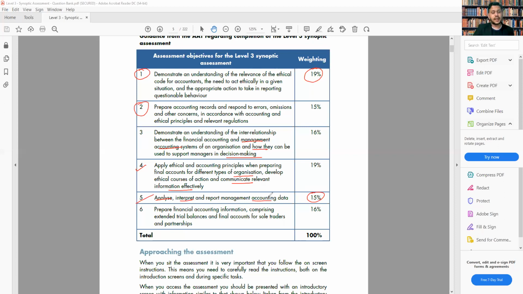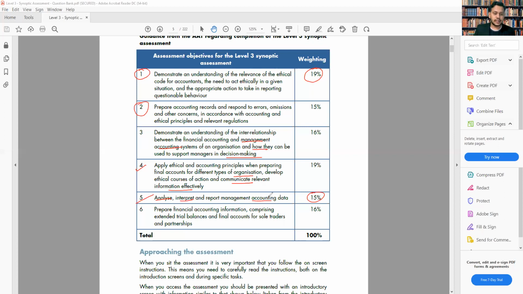Now, when they say interpret or analyze, they want you to explain, and based on the situation, sometimes you have to do that. For example, if the question gives you a few calculations, you have to do that first, then you give the comment on that. So this question could be mixed up with the calculation and the writing.